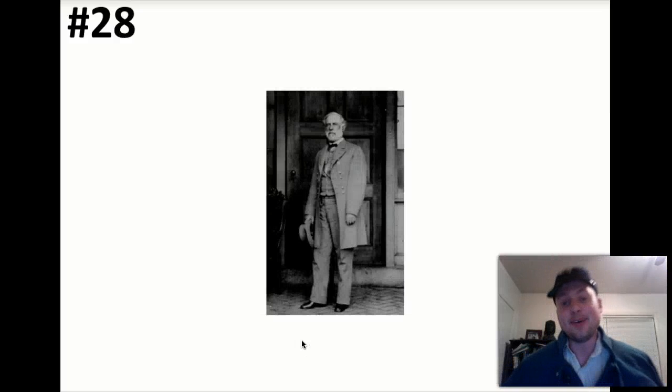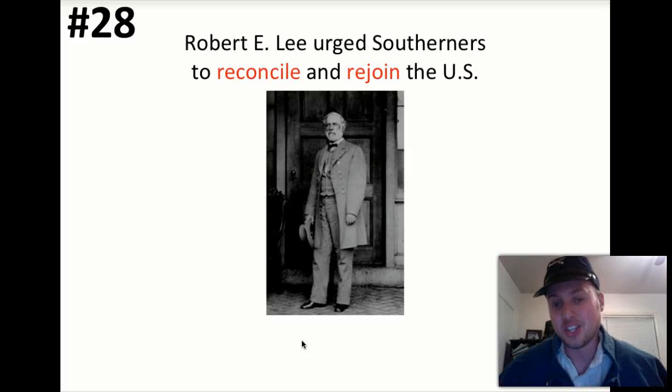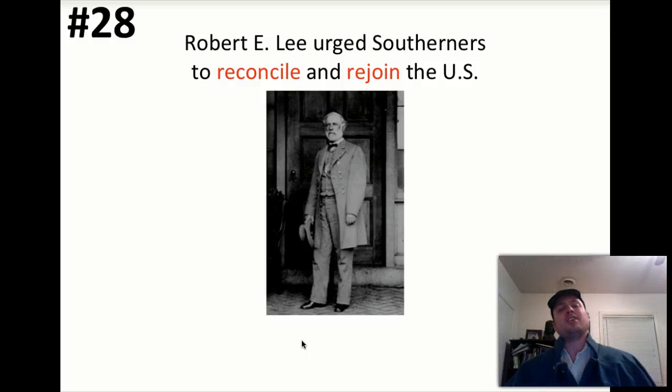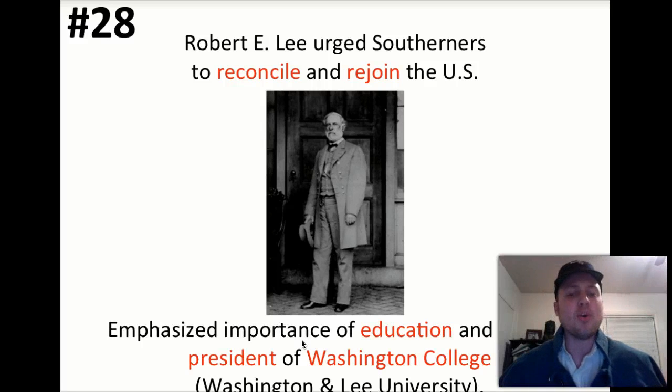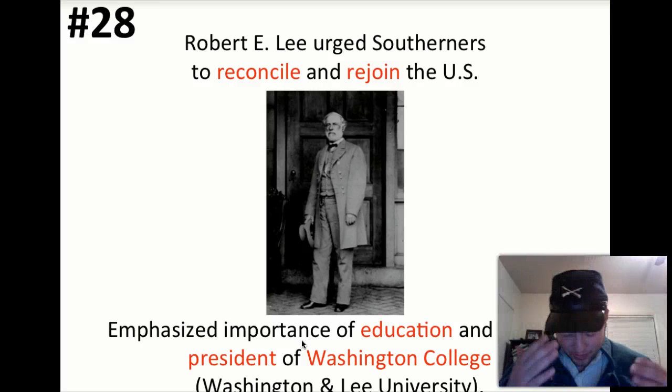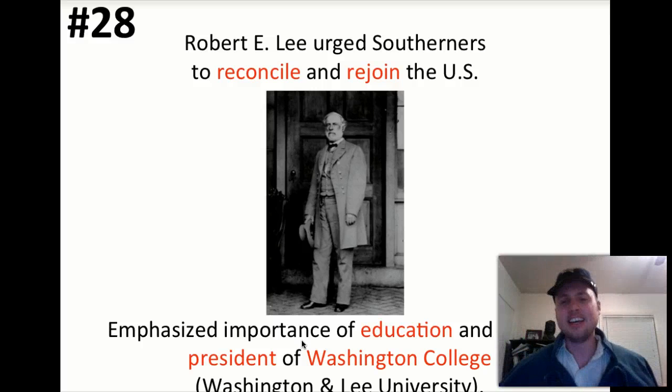What about Robert E. Lee? A funny thing is that you think the guy that killed everybody would have done something soldierly. Well, actually, he's going to urge Southerners to reconcile and rejoin the Union because so many Southerners worship Robert E. Lee. And he's going to emphasize the importance of education. He's going to become a president of a college. Then it was called Washington College. Today it's called Washington and Lee University because they changed the name to honor their former president. He will die on his desk at Washington College in Lexington, Virginia.